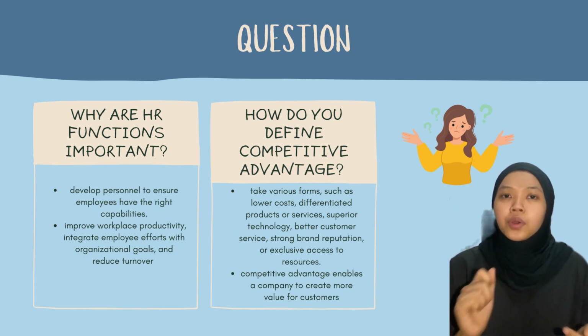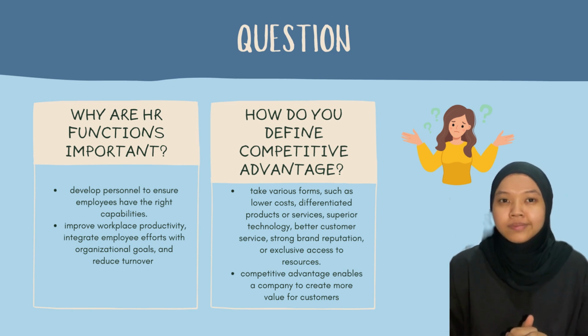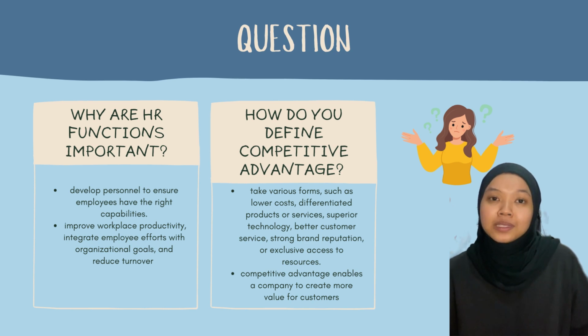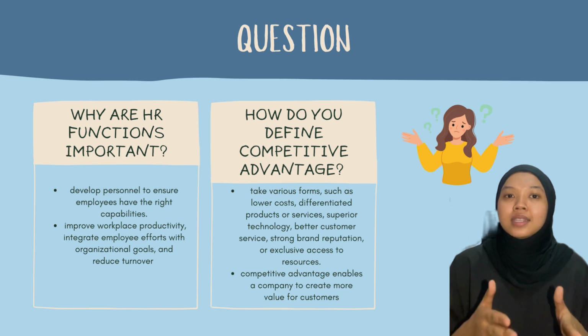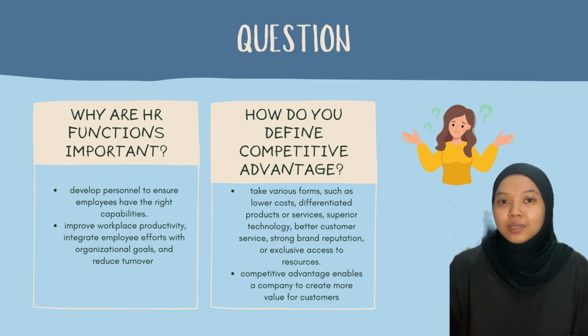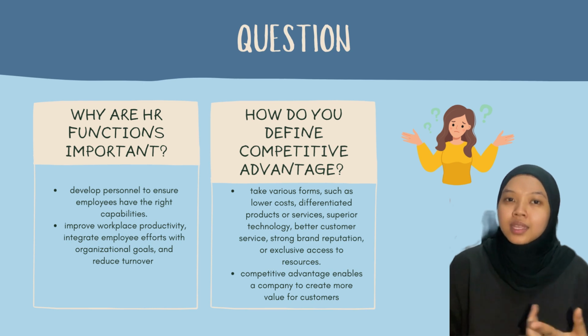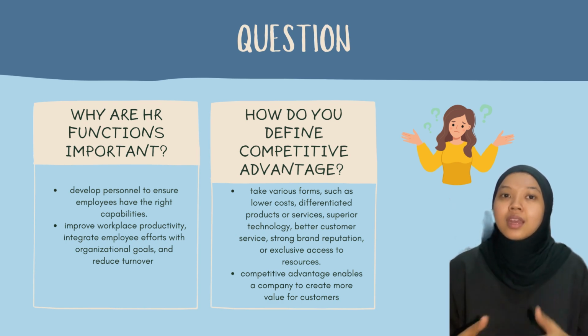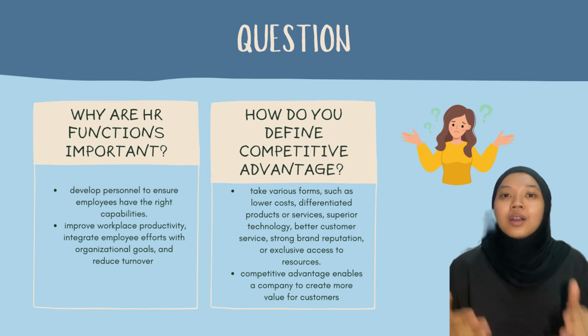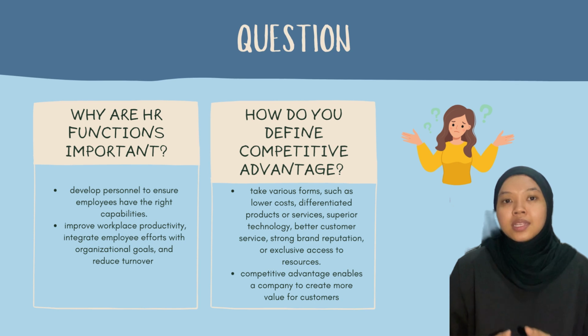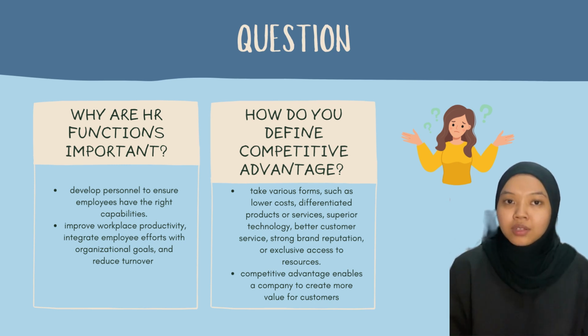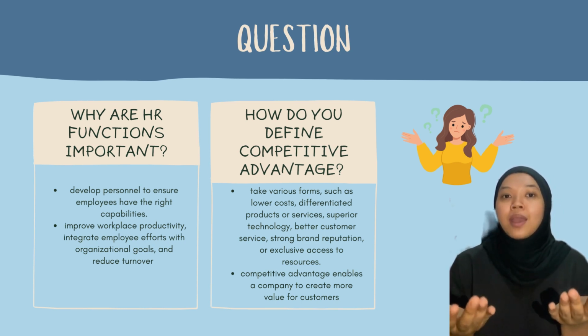And the second one, how do you define competitive advantage? A company or organization's competitive advantage lies in its distinctive qualities or methods that enable it to surpass its rivals. Cheaper prices, unique offerings, cutting-edge tech, stellar customer service, a reputable name in the market, and exclusive use of certain resources are all examples of the many shapes this advantage can take. A firm can achieve a competitive advantage by outperforming its rivals in terms of customer value creation, which in turn increases the company's market share and profitability.